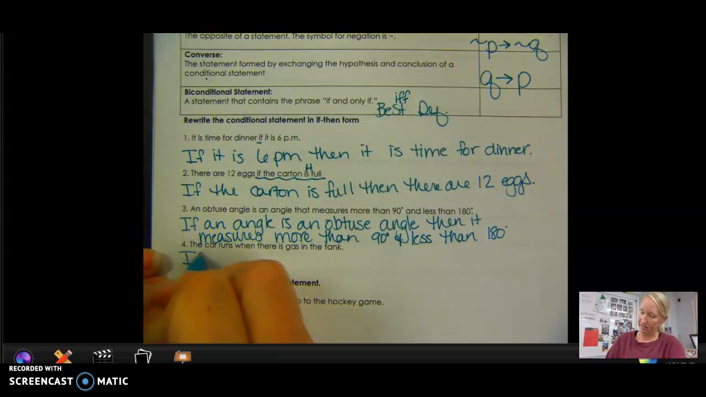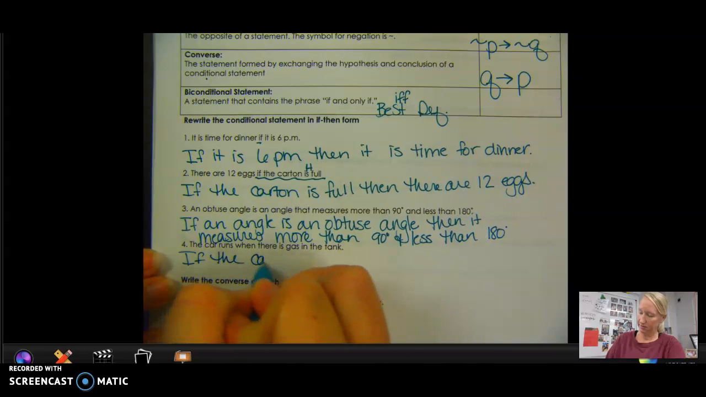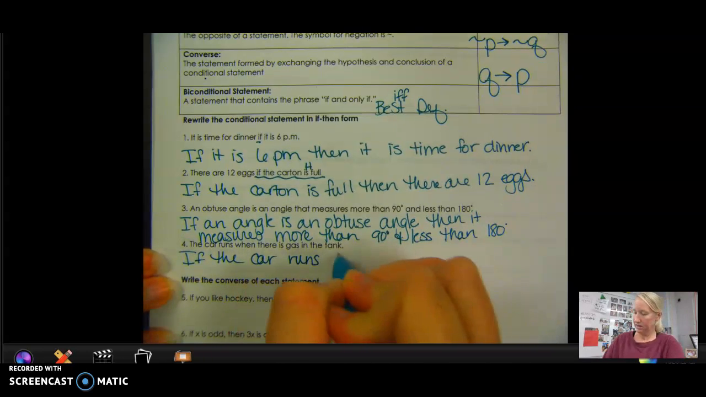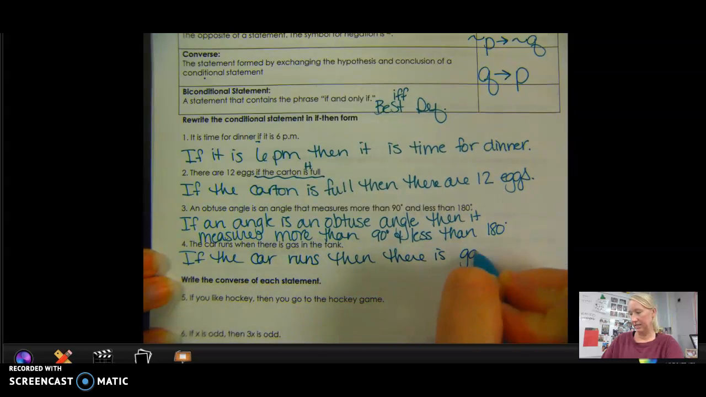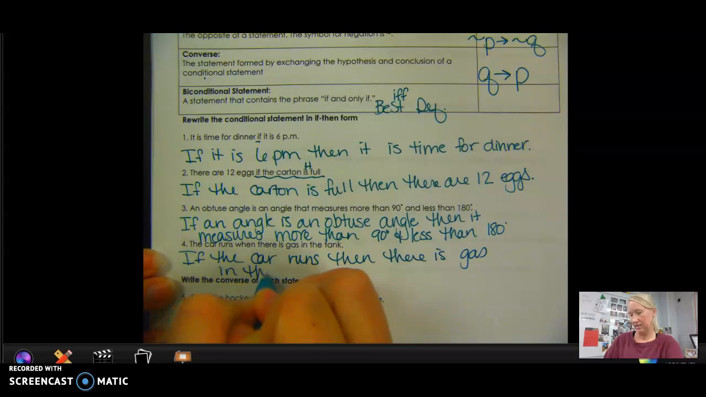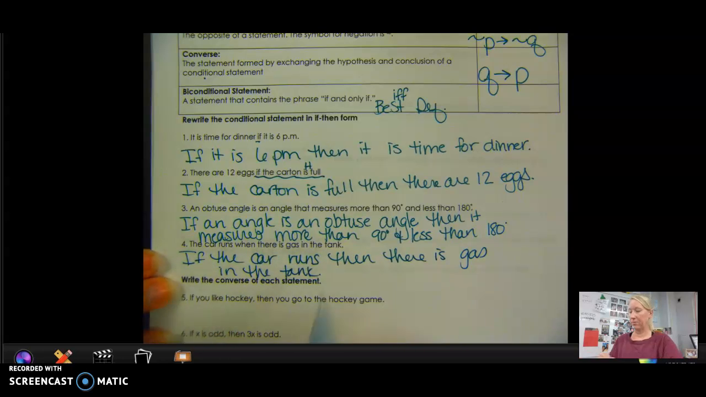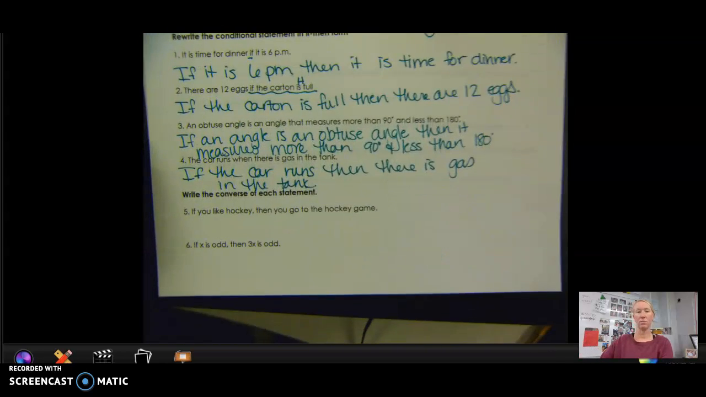And so we're going to write this as if the car runs, then there is gas in the tank. So if I would have written it the other way, if there is gas in the tank, then the car runs, does that mean that my car will always run even if there's gas in the tank? Couldn't there be another problem with my car? Like the battery could be dead, right? So that's my counterexample to that other one. That's proving it incorrect. So since this is a correct statement, we're going to write the if-then form using that part first.